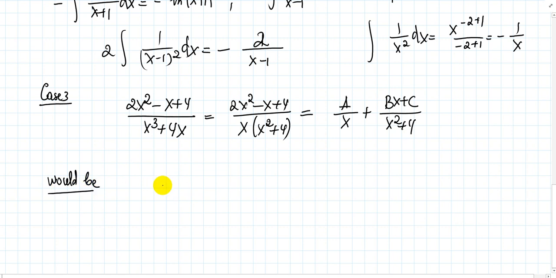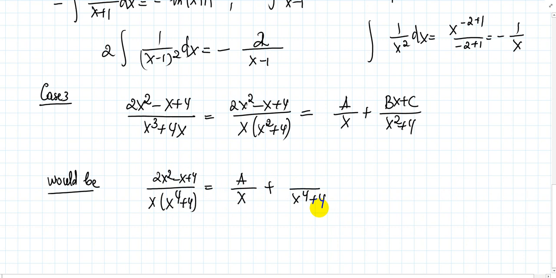So let's assume, if you would have something divided by x multiplied by x to the fourth plus 4, then you would write a divided by x, plus something over x to the fourth plus 4, right? Then on the numerator, you need to write a polynomial whose degree is 1 less than the denominator, right? So what is the degree of the denominator? It's 4. So what kind of polynomial do I need to write on the numerator? Of degree 3, the cubic function, right? So this should be bx cubed plus cx squared plus dx plus e.